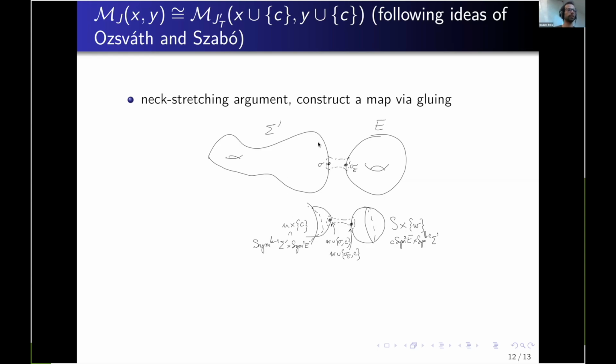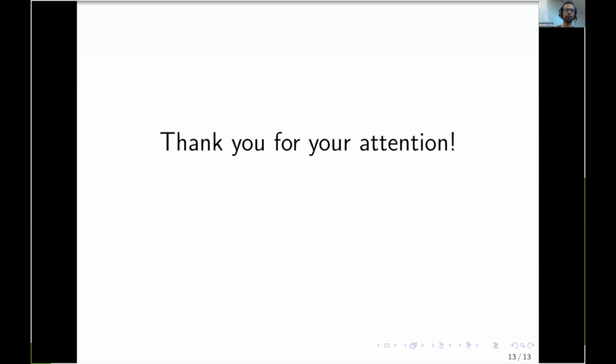But we can show that if we take an almost complex structure that stretches this neck long enough, this map will be close to a unique J-holomorphic strip. And so this gives us a construction of a map in here. And finally, to show that this map from M(X,Y) to M(X union C, Y union C) is surjective, we use some Gromov compactness argument. Okay. Thank you very much for your attention.